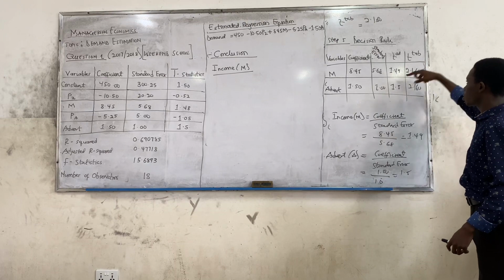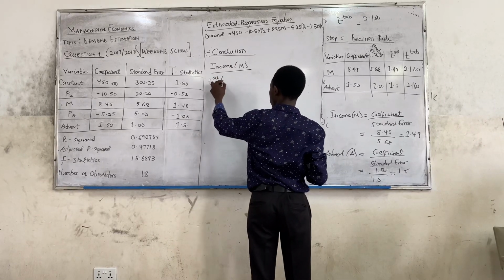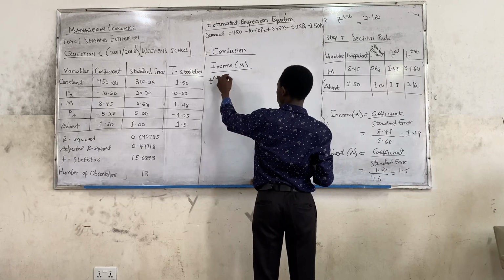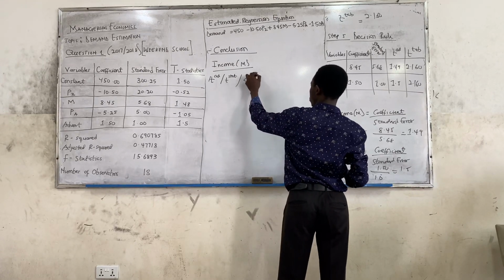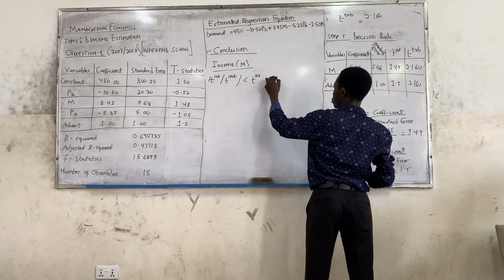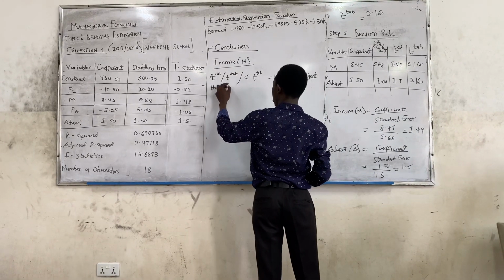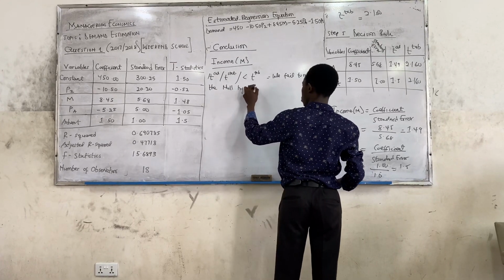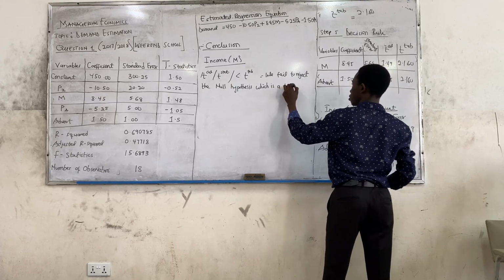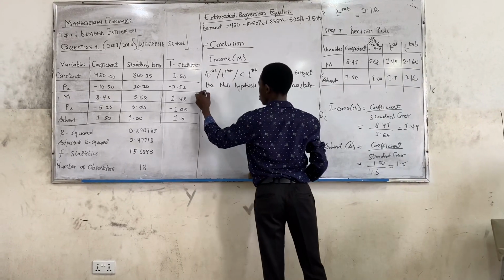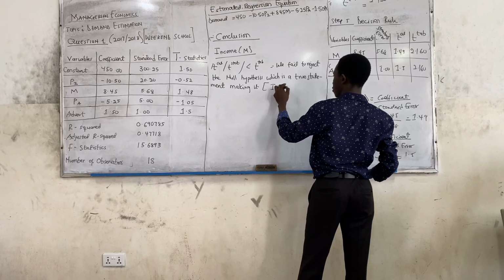So 1.49, that's 2.160. So T-calculated is less than T-critical. So we fail to reject the null hypothesis, which is a true statement, making it insignificant.